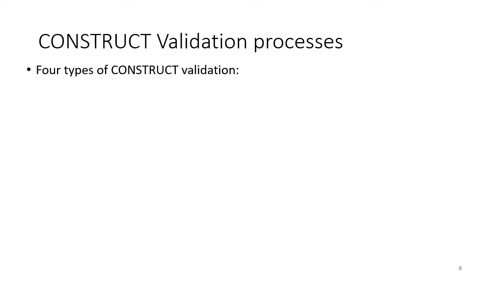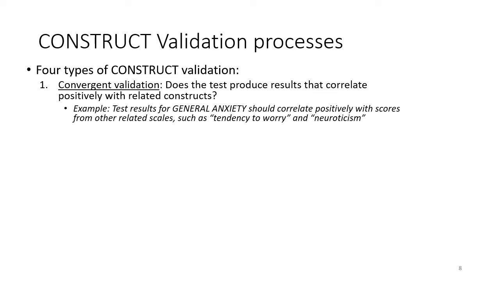So very often in psychology, we're trying to validate constructs. And there are 4 types of construct validation that we can do. And remember, this is just demonstrating that our scale or our tool measures what it's supposed to measure. So convergent validation is the first. Does the scale or test produce results that correlate positively with related constructs? So this might not make sense to you till you look at the example.